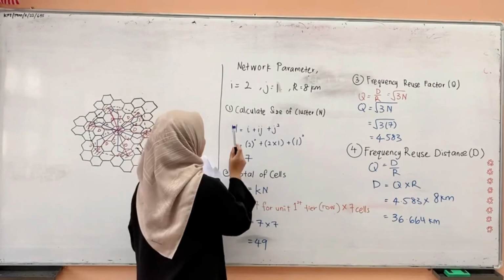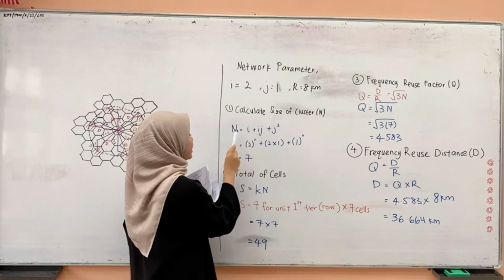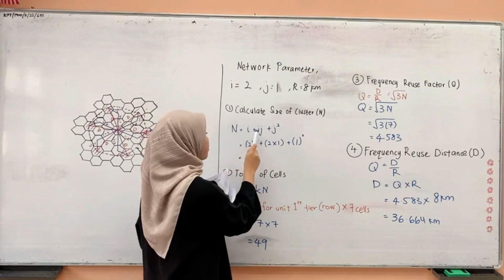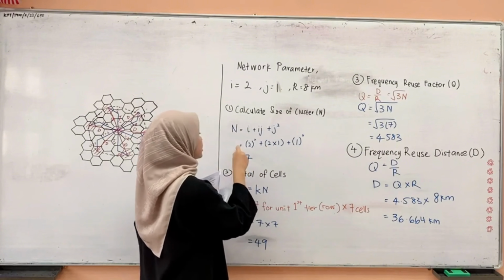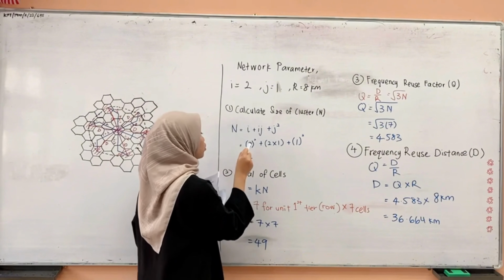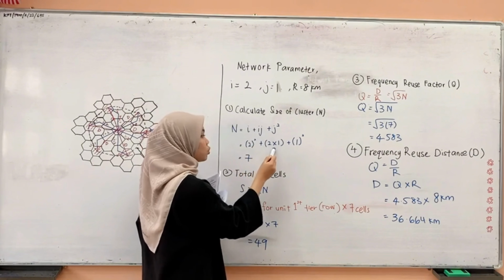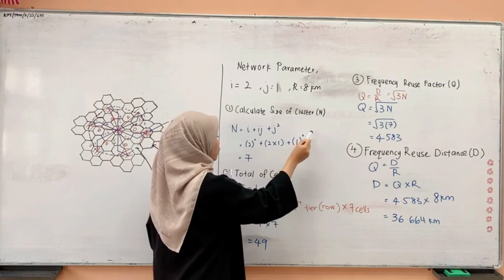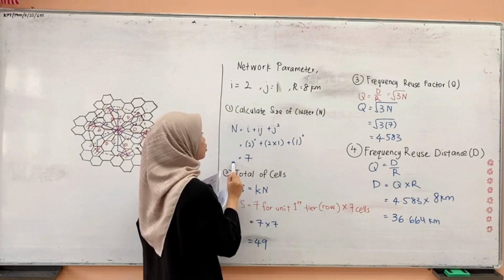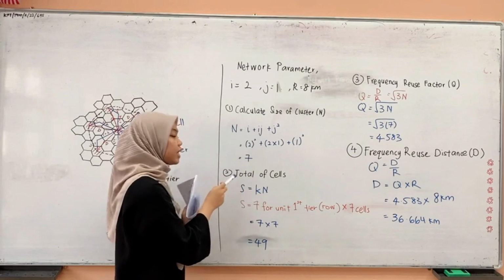Okay. The formula given is N equals I squared plus I multiplied by J plus J squared. So we just put the numbers in there: 2 squared plus 2 multiplied by 1 plus 1 squared. So the total is 7. So the size of the cluster is 7.